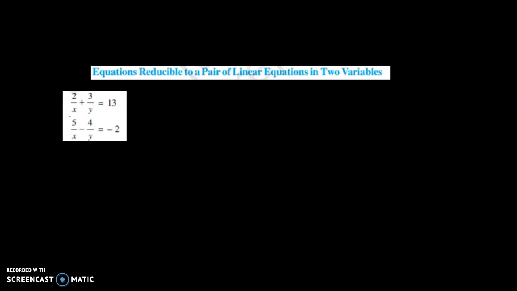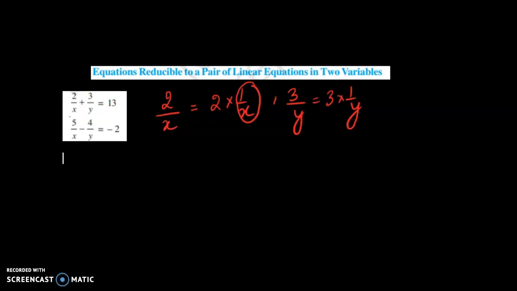Now if you look at this equation, we can easily see that 2 upon x can be written as 2 into 1 upon x. In the same way, 3 upon y can be written as 3 into 1 upon y. And this is the concept which we are going to use to solve them in a proper manner. So let us consider 1 upon x as another variable a and 1 upon y as b. So let 1 upon x is equal to a and 1 upon y is equal to b.